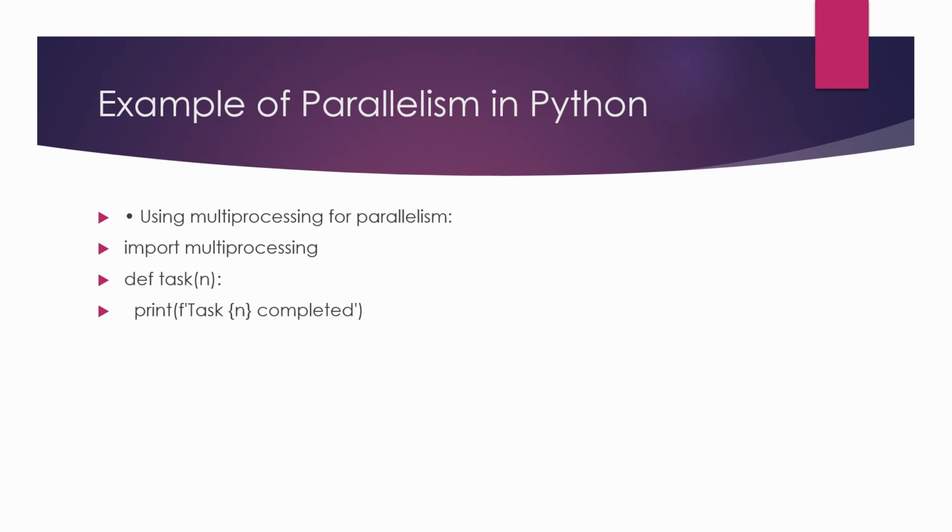To achieve parallelism in Python, we can use the multiprocessing library. This allows us to run tasks in parallel on different CPU cores, making it ideal for CPU-bound tasks. Each process runs independently with its own memory space, improving performance for heavy computations.